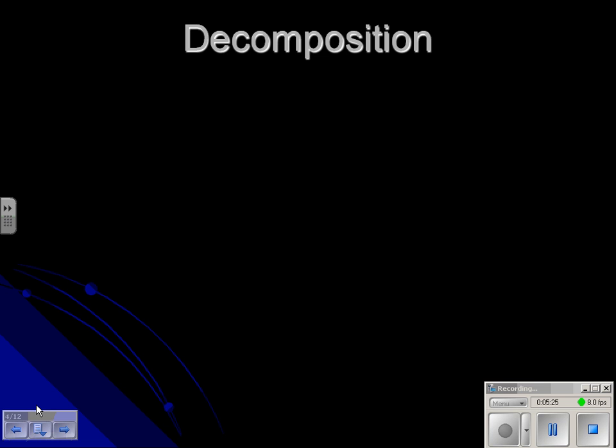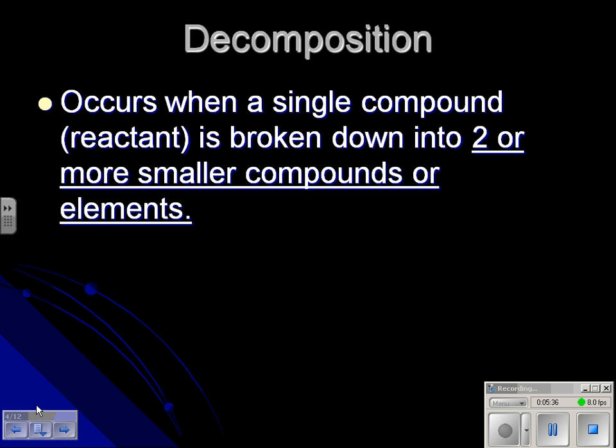Next one we're going to do is actually the exact opposite of synthesis. It's called decomposition. And as that word also infers, decomposition, or to decompose, means to break up into pieces. And that's what's happening in a decomposition reaction. If you have one reactant breaking into two or more products, that is decomposition. So again, one reactant making two or more products. So synthesis was one product, decomposition is one reactant.